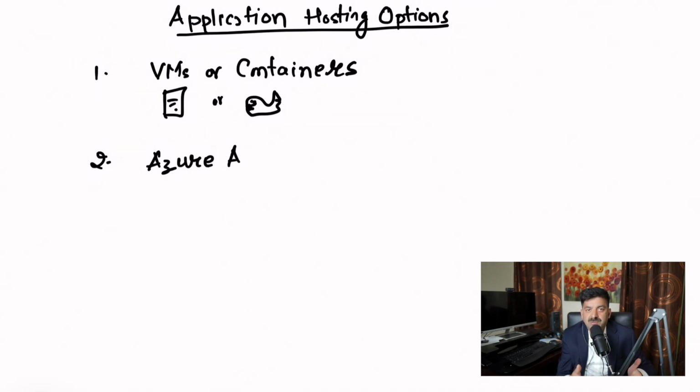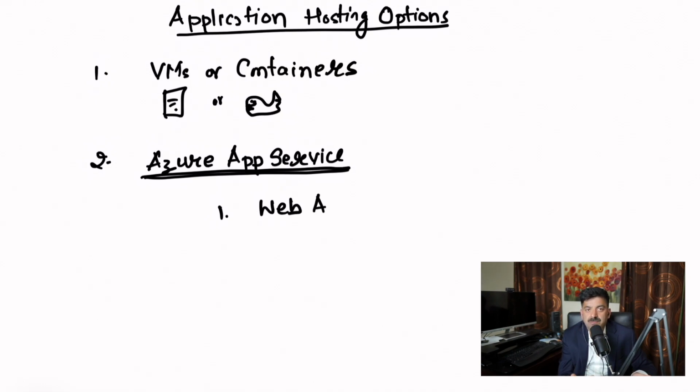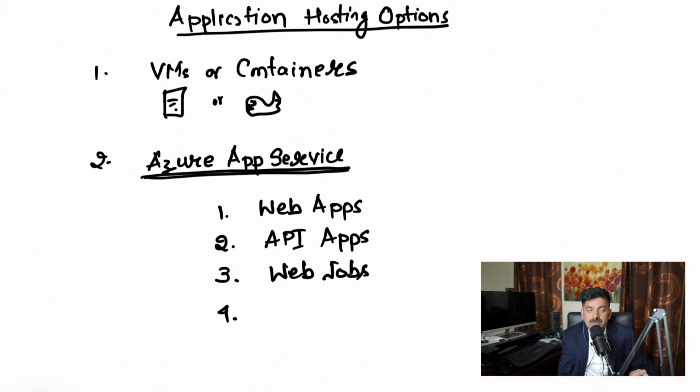There are other options in Azure called Azure App Services. In Azure App Services, you can write websites in C#, Java, or Node.js, and deploy them on Azure. You can deploy your RESTful APIs on Azure, and also web jobs. These are background processes which may be triggered by some message in the queue. Also, you can deploy your mobile applications.